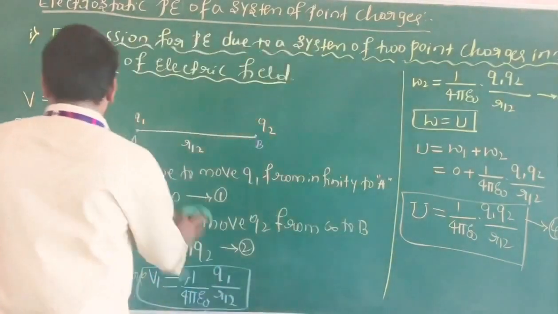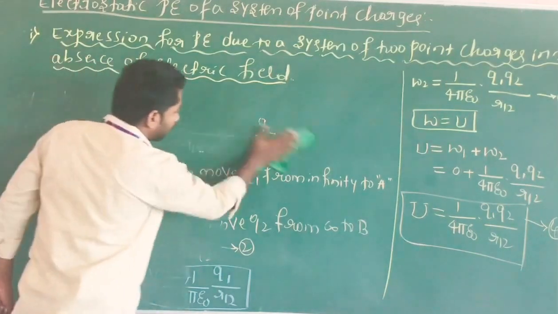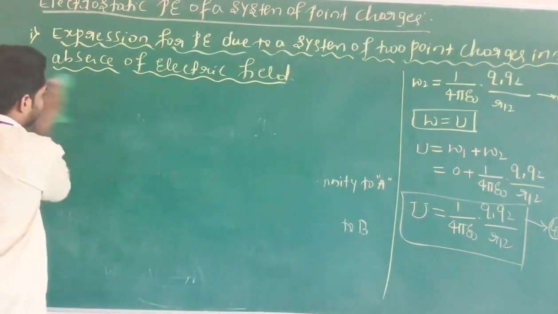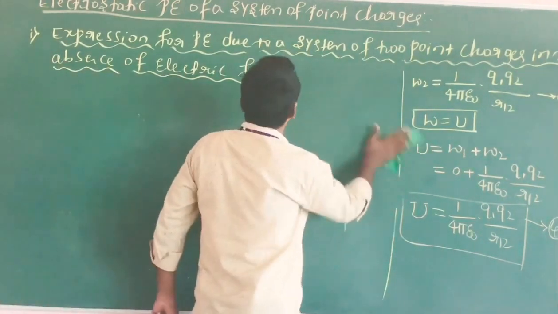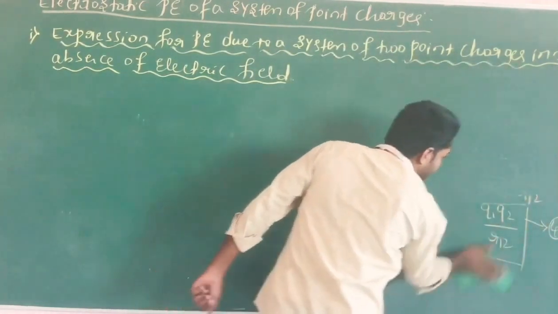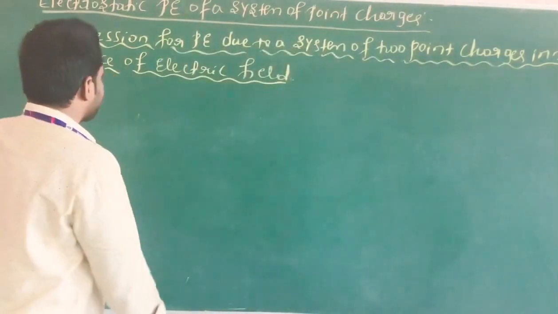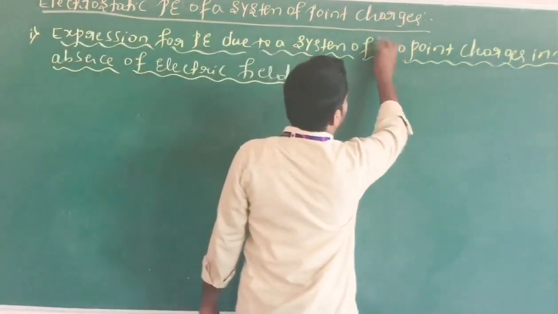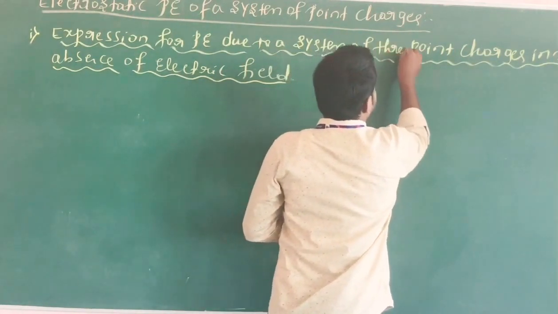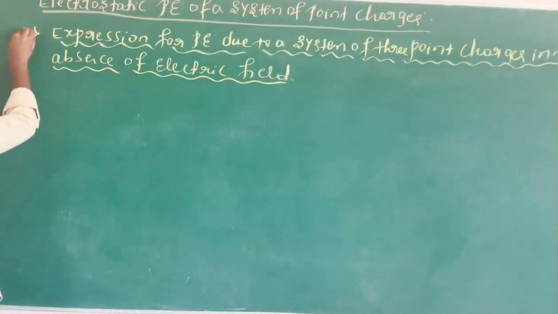In the second case, we will discuss the expression for potential energy due to a system of 3 point charges in the absence of electric field. This is the second case.